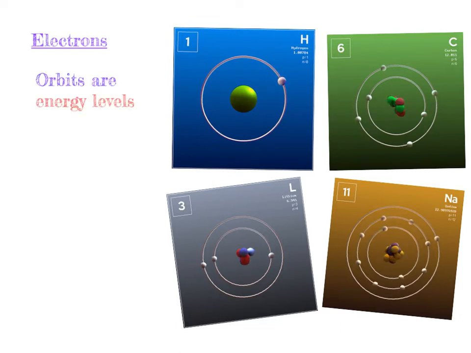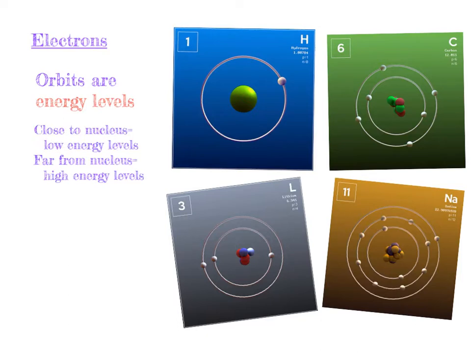The orbits that are here are known as energy levels. So the closer the electron is to the nucleus, the lower the energy level. And as electrons get farther and farther away, for example, if we look here, we see that this electron over here is farther from the nucleus, right? The distance. Okay, that means that it has a higher energy level. So any electrons that are close to the nucleus are going to have low energy levels. Any electrons that are far are going to have high energy levels.